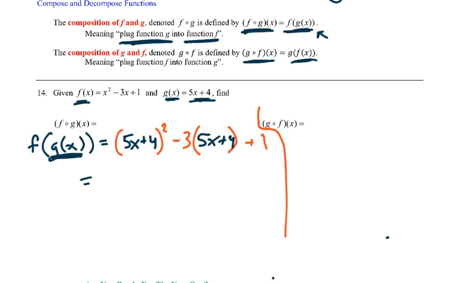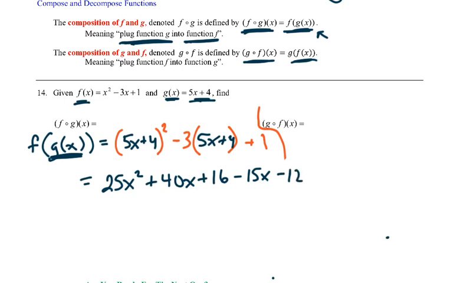So that ends up being 25x squared plus 40x plus 16 minus 15x minus 12 plus 1. I ran out of room. Let me erase the line. So minus 12 plus 1. So this first part comes from squaring that binomial. The second part comes from distributing the minus 3 to each of these terms, and then I still have the plus 1 on the end.